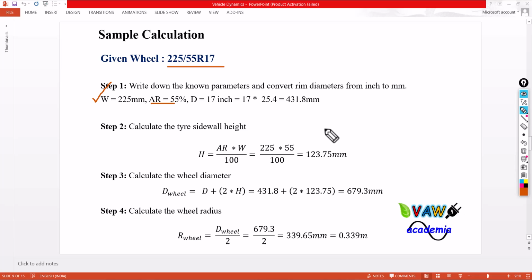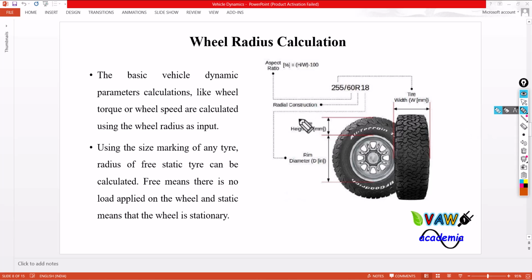The formula to find out the height of the tire from the given aspect ratio is height equals AR times W divided by 100. This is the formula to find out height. So from this, you can easily calculate the height of the tire. The height of the tire here refers to this one. This is nothing but the height of the tire. There is the upper height and lower height.